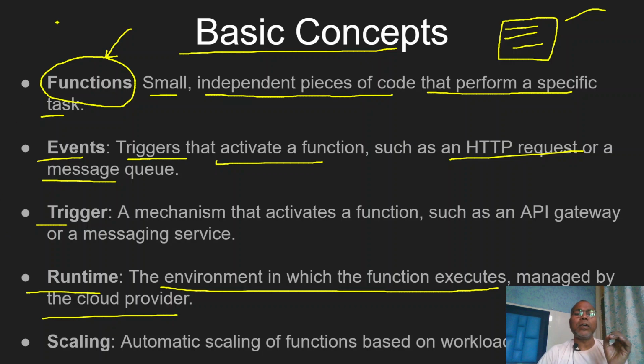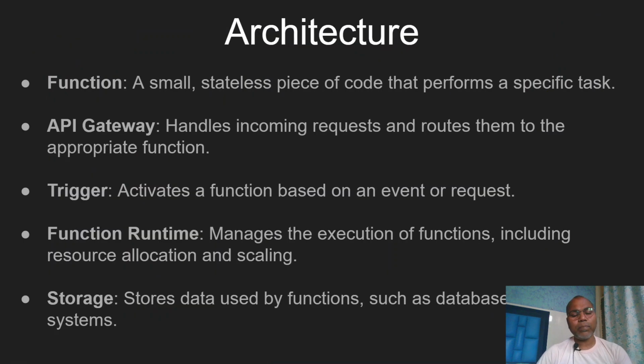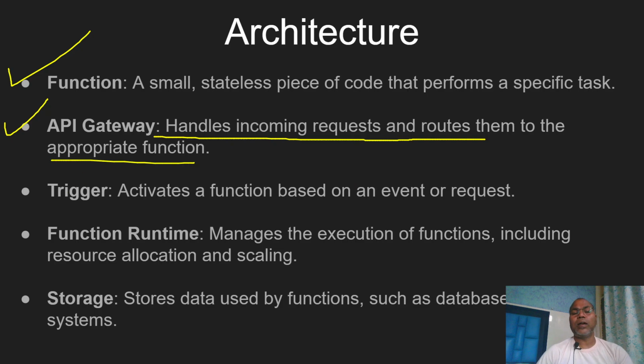And the cloud provider also takes care of all your scalability automatically. So if your function is highly used and lots of requests come in, depending upon your user load and customer traffic, this function can be scaled automatically. Okay, these are the basic elements of serverless architecture: your functions, maybe an API gateway to handle incoming requests and route them to the appropriate Lambda function or code, the trigger events, and your function runtime environments managed by the cloud provider.